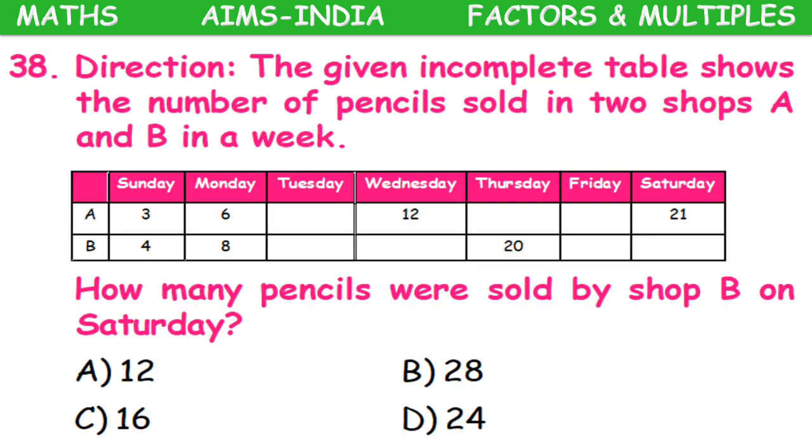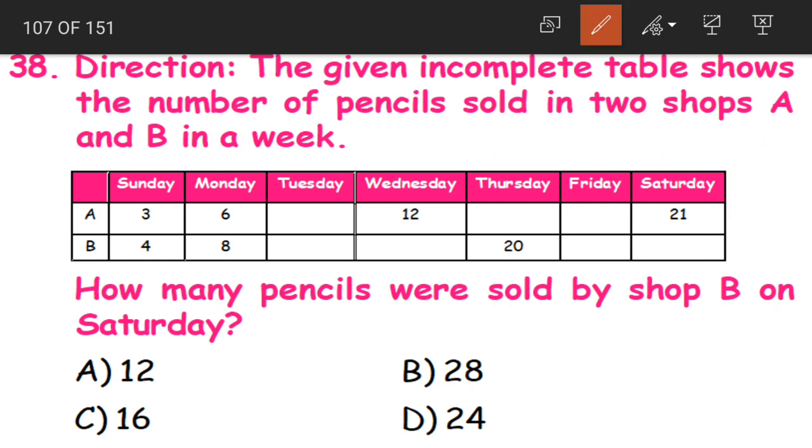Understood, children? Next question. The given incomplete table shows the number of pencils sold in two shops A and B in a week. Now we are having two shops A and B, and what are these numbers? It is the number of pencils that were sold on each day in the shops. Okay, it is incomplete. But if you observe the table carefully, the table is following a certain pattern, children.